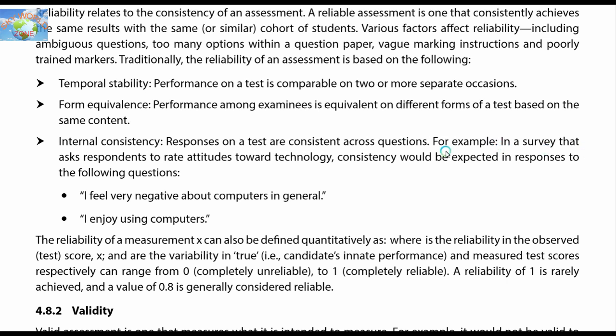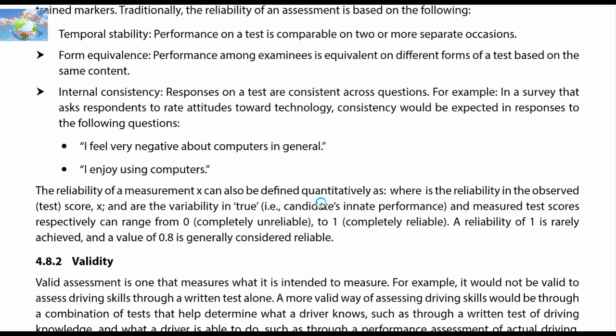For example, in a survey that asks respondents to rate attitudes towards technology, consistency would be expected in responses to the following questions. I feel very negative about computers in general. I enjoy using computers. These are two sentences.